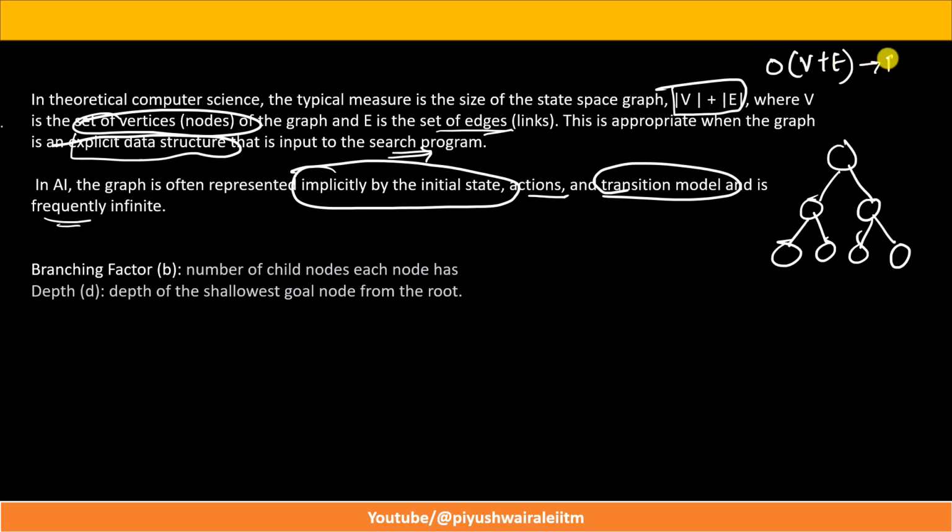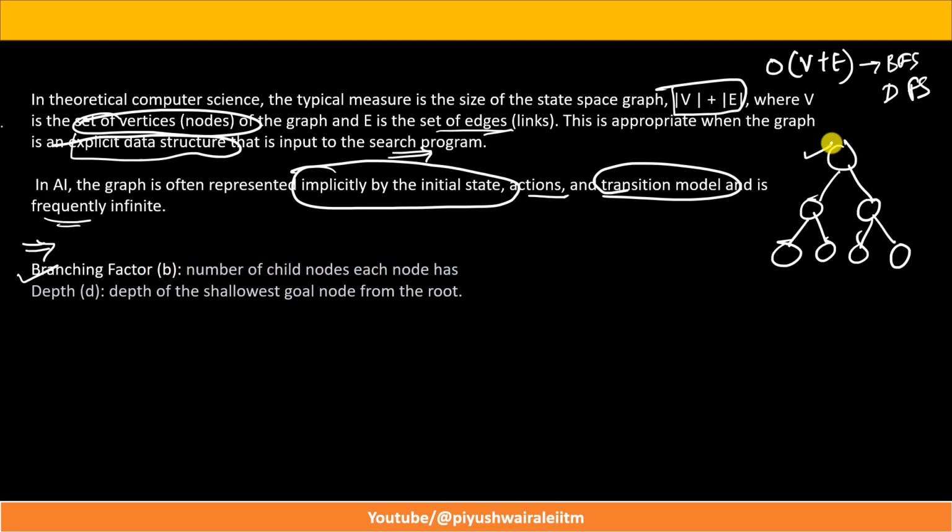It is both in the case of BFS and DFS, right? But in the case of AI, it depends on other factors also, right? So there are a few factors on which our complexities depend. The first one is the branching factor.